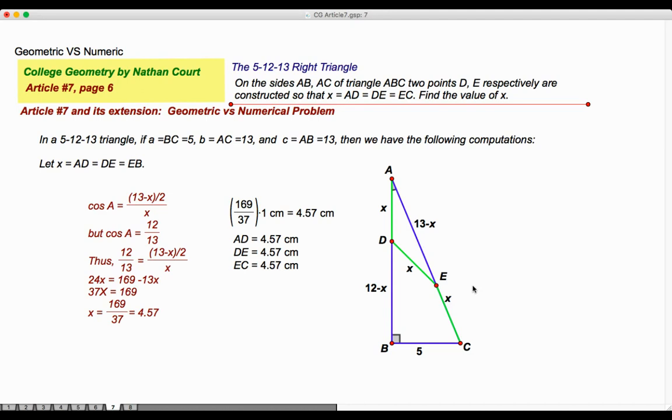So I just need to twist certain values, certain computations. And in that case, I will have this one is x, this one is x, and this one is equal to x. And therefore, cosine x is again 13 minus x over 2 divided by x. But cosine A this time is 12 over 13. And putting them together, x is 169 over 37, which is 4.57. Wow, that's kind of awesome.